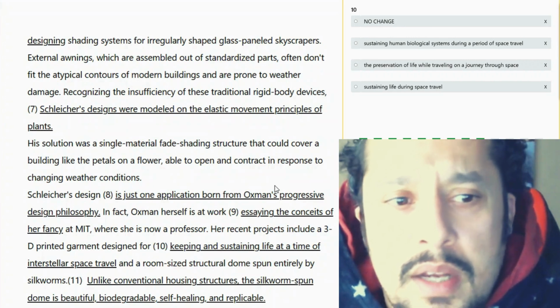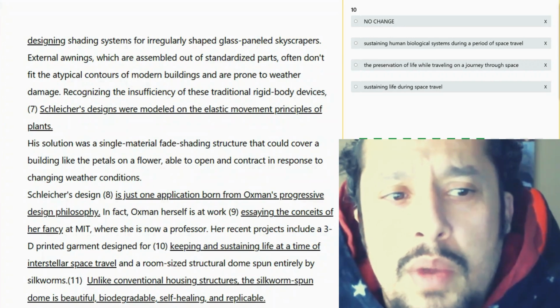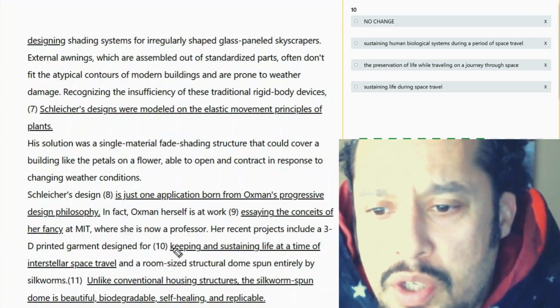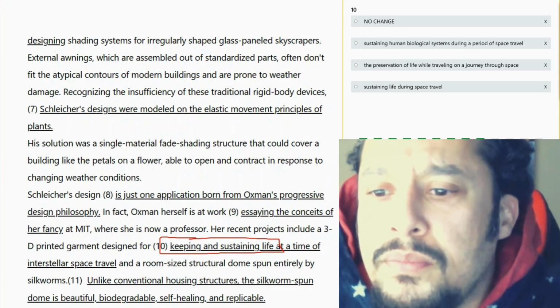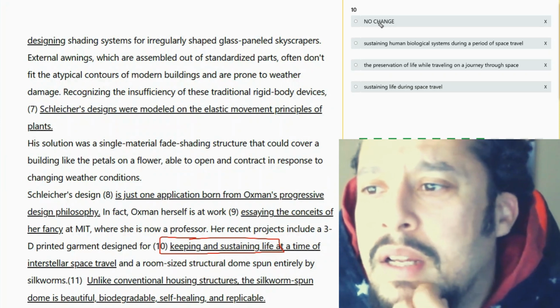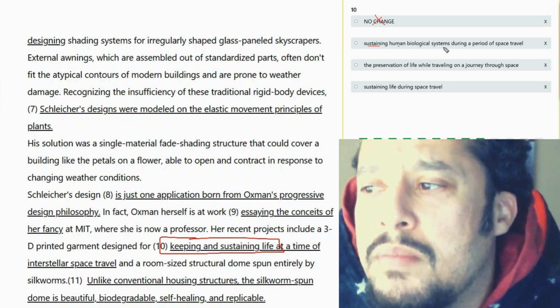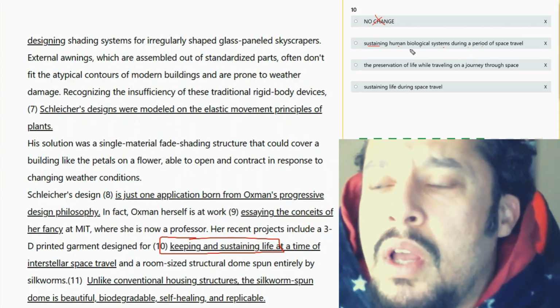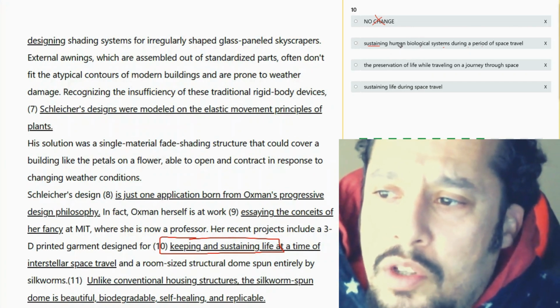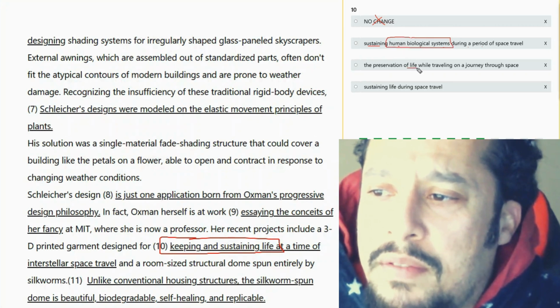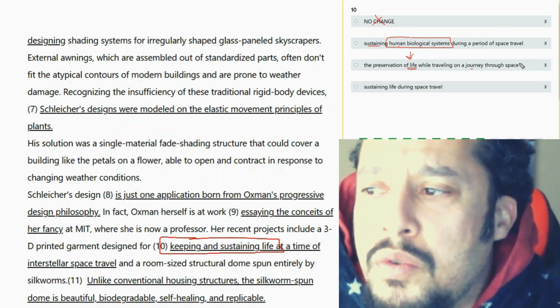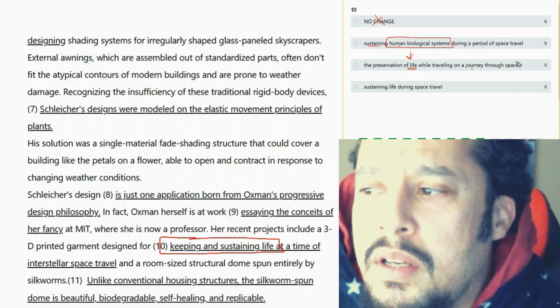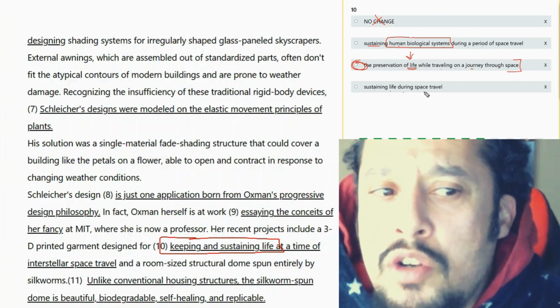So here, question number 10, the first thing I look for is a redundant piece of information. Keeping and sustaining life, that's what we're doing, right? Keeping and sustaining have the same meaning. Sustaining human biological systems during a period of space travel. I mean, human biological systems, I could just say life, right? The preservation of life while traveling on a journey through space. Yeah, I like answer C. This is again more direct. Sustaining life during space travel.